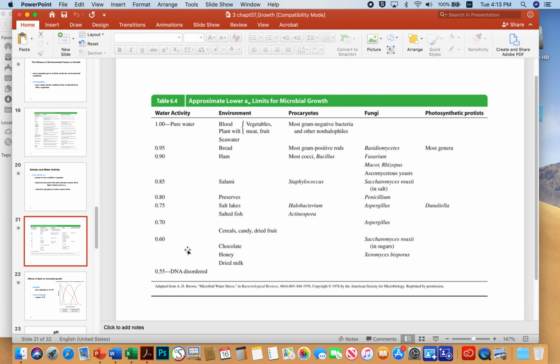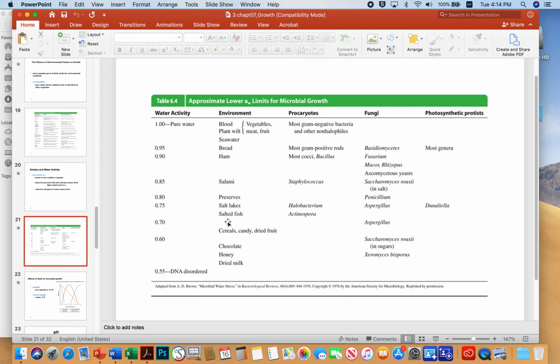So this slide is giving you again an overview of different water activities and the environments and the types of microbes that can tolerate these things. And so pure water has a water activity of 1, again 100%. And then bread has a slightly lower water activity. Ham has a still lower activity. And as you start to get down the list here, things get drier and drier, like cereal and chocolate and honey and dried milk. And these are the more inhospitable environments that have the longer shelf life.